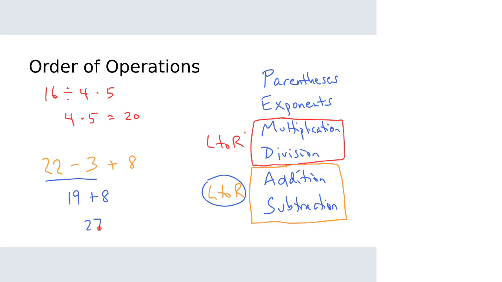Any questions or comments about order of operations? There are going to be problems that come up from time to time where we see different order of operations play a role in the problem we're working on. And I just want to make sure you're comfortable with that hierarchy and the order they go in. All right, outstanding.